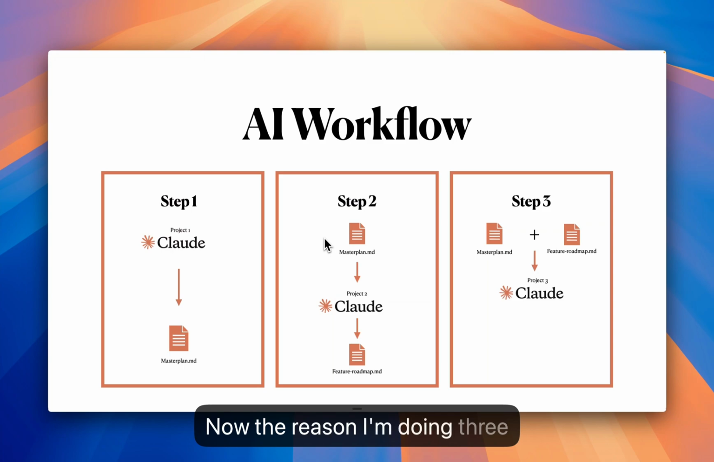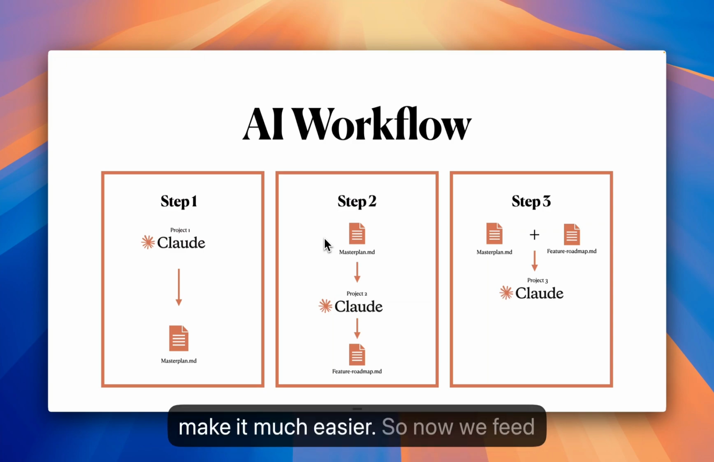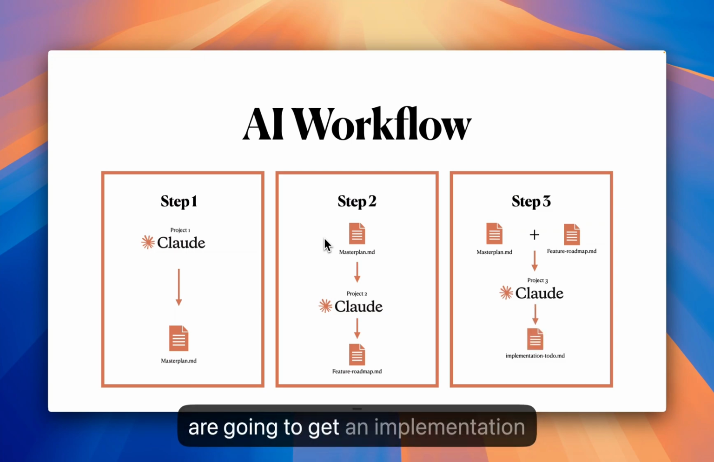Now, the reason I'm doing three projects is not because you can't do it in one project. You probably could do it in one simple project, but because you're going to go back and forth with the AI so many times, the context will run out very quickly with Claude. So what I do is I always create new projects and feed it the information from the previous step to make it much easier. So now we feed the third project the masterplan.md and the feature roadmap.md, and we are going to get an implementation-todo.md.